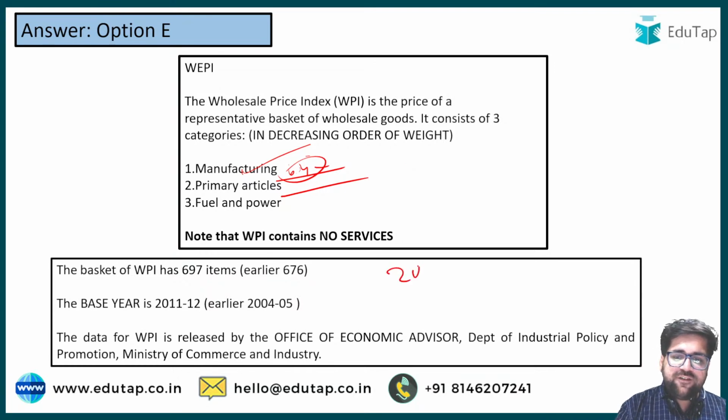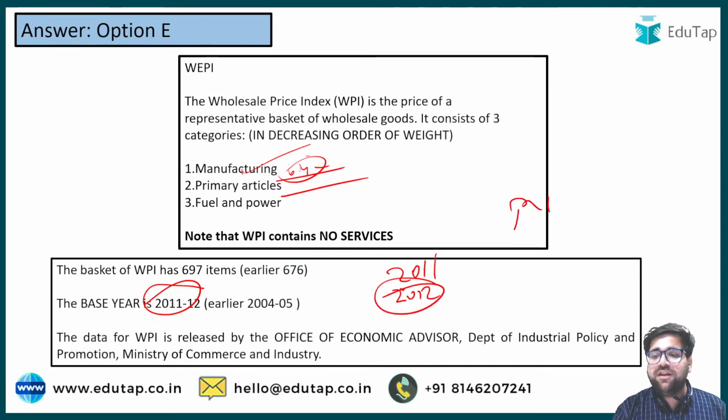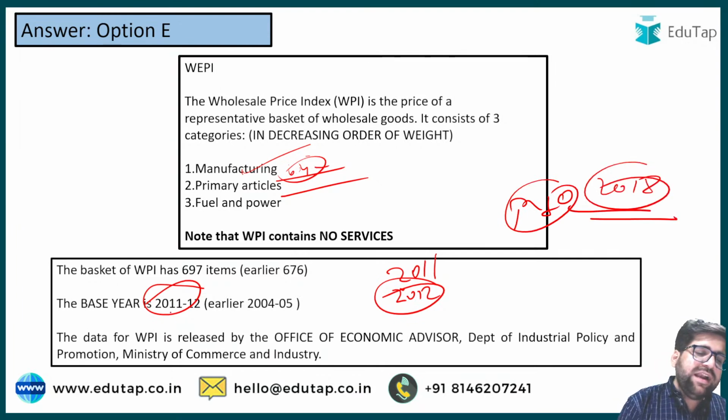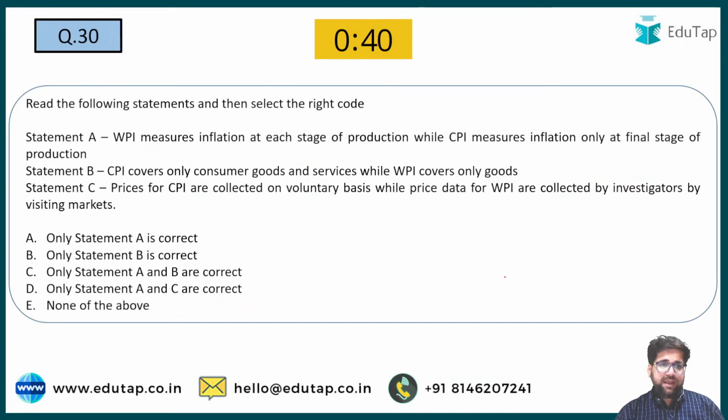And also, my dear friends, if they ask you regarding the base year, because in a previous year, if I'm not wrong 2018, they have asked you regarding the base year. So if both answers are there, then mark 2011. The same goes for CPI. Now we are covering CPI along with WPI. WPI versus CPI, my friends.